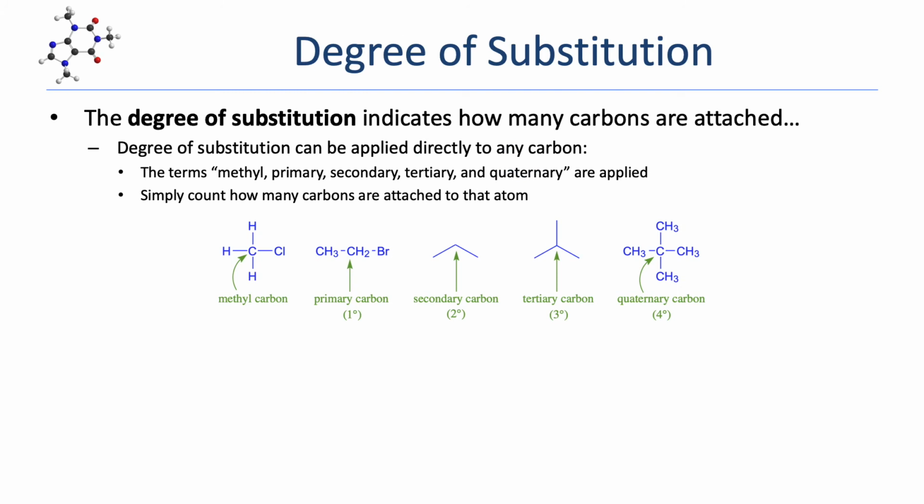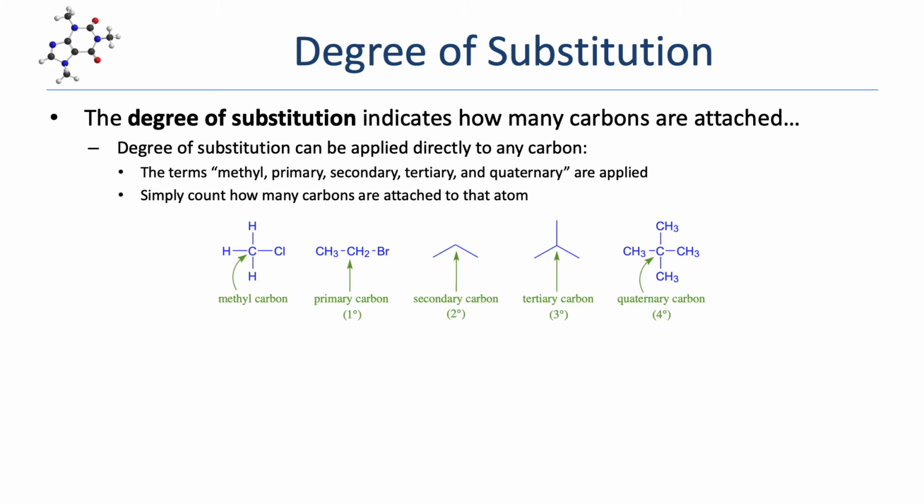When studying organic chemistry, we often need to know about the degree of substitution of a given atom or functional group. The degree of substitution is simply an indication of how many carbon atoms are attached to a particular atom. It can be applied directly to any carbon in a molecule. You simply count up how many other carbons are attached to that carbon. The terms methyl, primary, secondary, tertiary, and quaternary are applied.